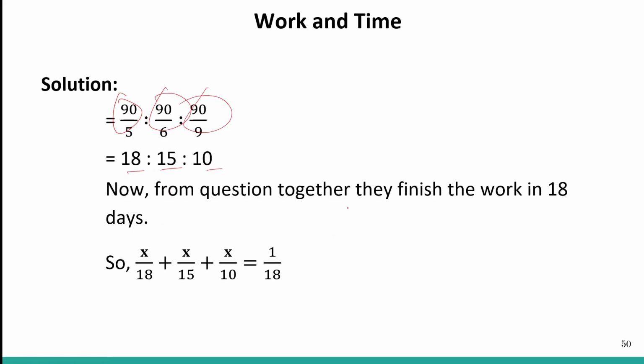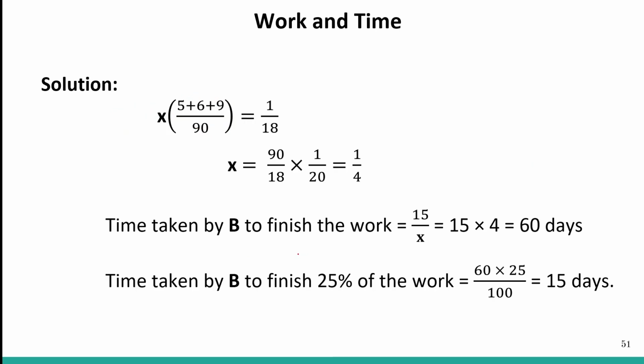Now from the question, together they finish the work in 18 days. So x/18 + x/15 + x/10 = 1/18, so x = 90/18 × 1/20 = 1/4. So the time taken by B to finish the work is 15/x = 15 × 4 = 60 days. So the time taken by B to finish 25% of that work is 60 × 25/100 = 15 days. Okay. So that's all for now.